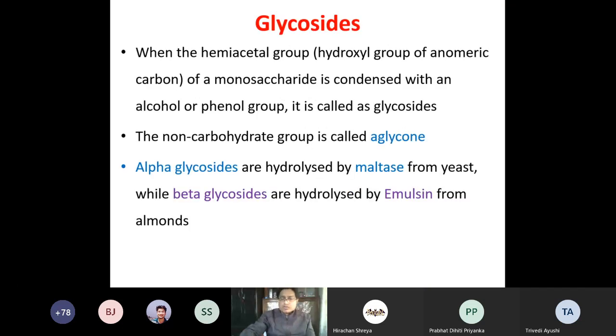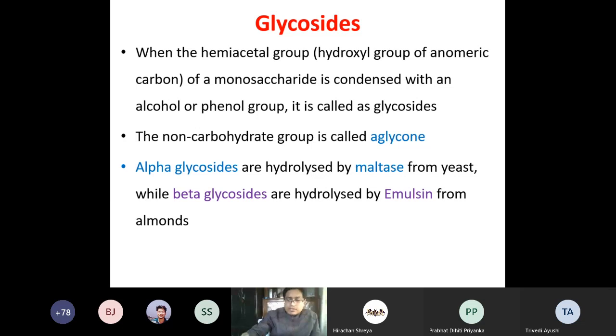Now glycosides. When the hemiacetal group, that is the hydroxyl group of the anomeric carbon of a monosaccharide, is combined with an alcohol or phenol group, it is called a glycoside, and the non-carbohydrate group is known as an aglycon. This is just to know the term. When the hemiacetal group of a monosaccharide is combined with an alcohol or phenol group, it is called a glycoside, and the non-carbohydrate group is called aglycon.